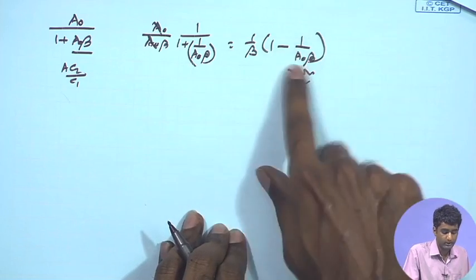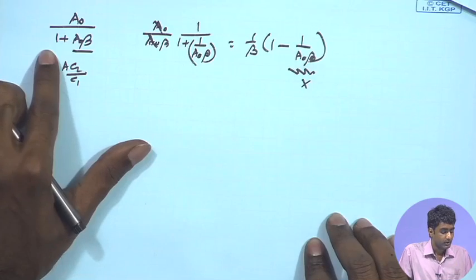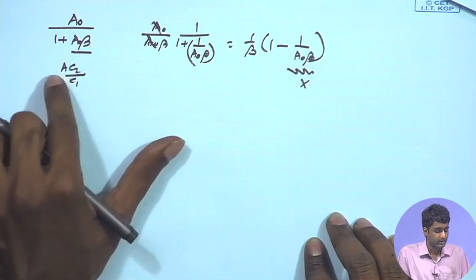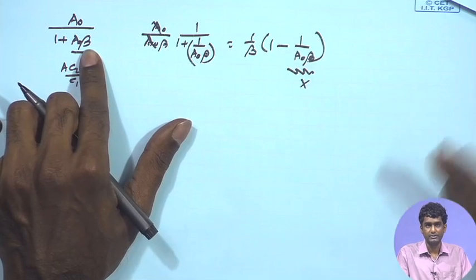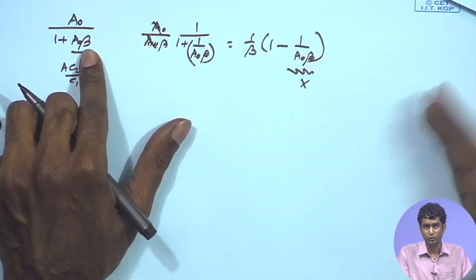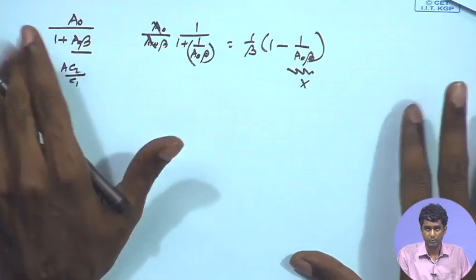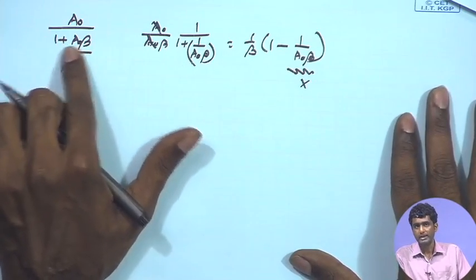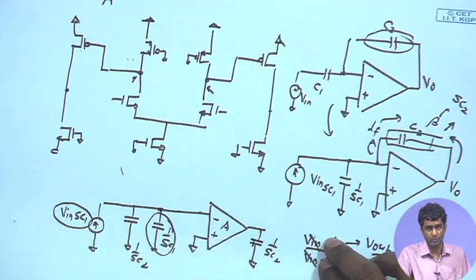So, that 1 upon A0 beta is less than 0.001, I am sorry, and that would mandate that this A0 is accordingly much larger. So, beta is chosen as 1 upon 100 to get a closed loop gain of around 100, that would imply A naught at least 10 to the power of 4. So, the open loop gain A naught of my differential amplifier that I am looking at will be at least 10 to the power of 4 or higher.